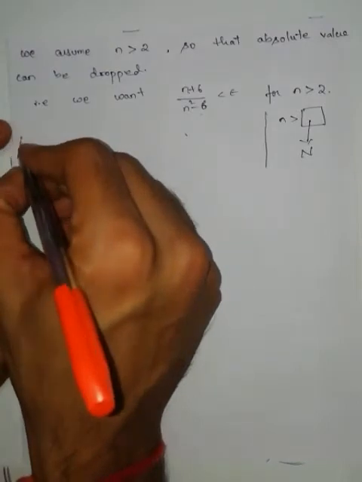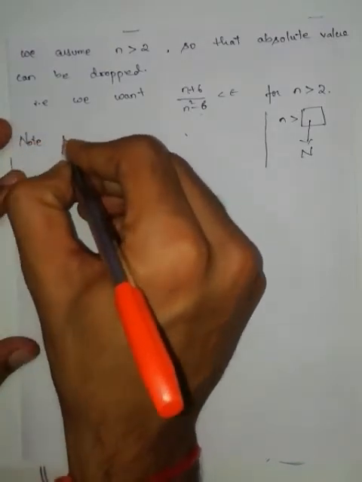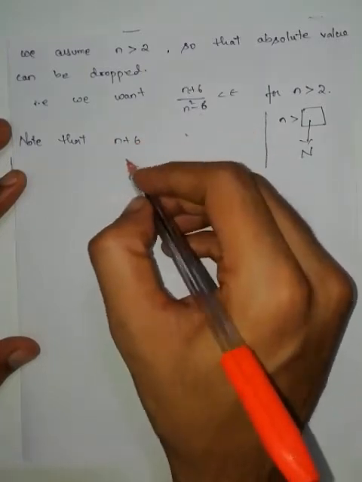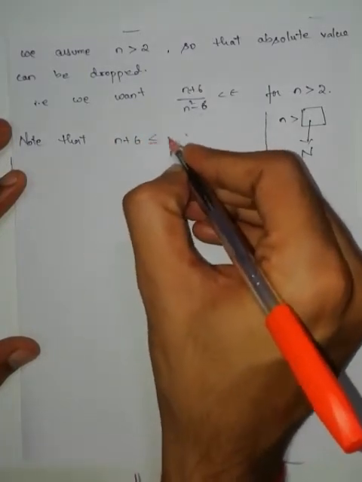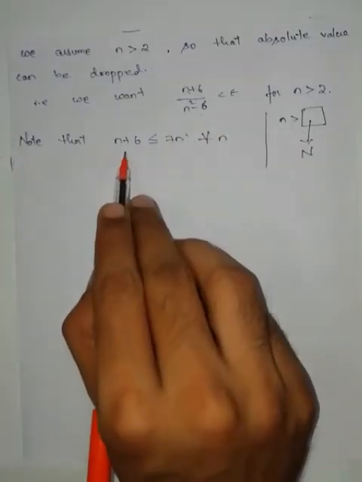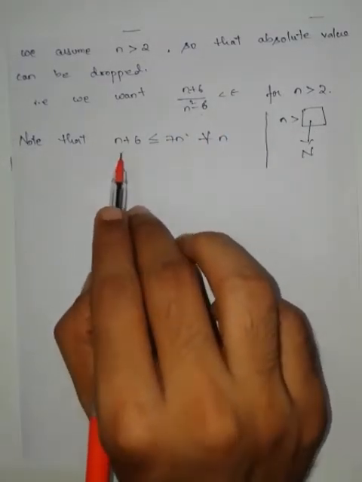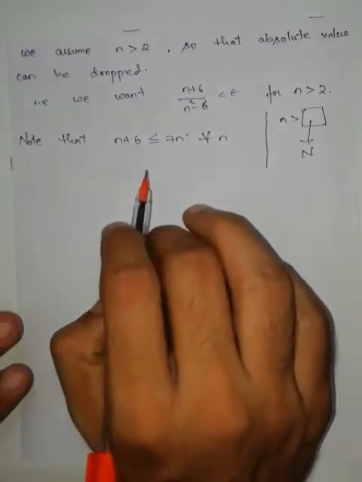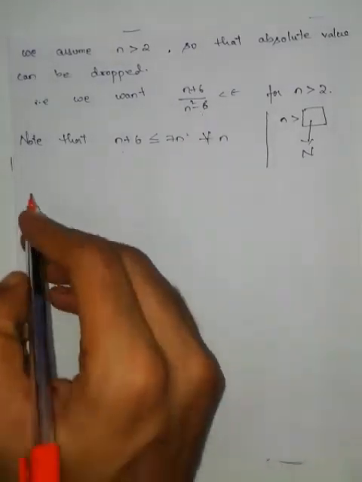Now I am taking the numerator part, that is n + 6. n + 6 I can write as less than or equal to 7n for all n. If I take n equal to 1, this one is equal. n equal to 2, this one is strictly greater. n equal to 3, this one is strictly greater, and so on. Now let us take the denominator.